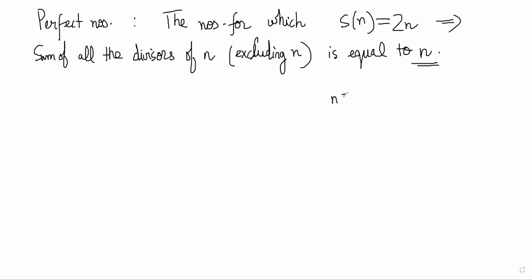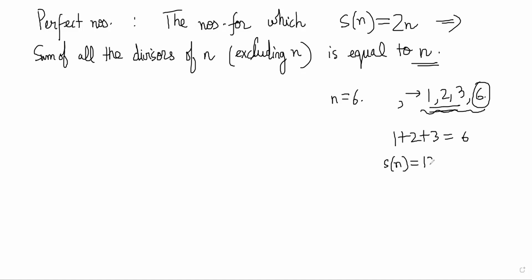For example, a perfect number is 6. The divisors of it are 1, 2, 3, and 6. So we will exclude this divisor because it's not a proper divisor, it's itself equal to n, right? So the proper divisors are 1, 2, 3, and 1 plus 2 plus 3 is equal to 6. Here S of n would be equal to 12 actually. So S of n is equal to 2n, that means it's a perfect number. Another perfect number is I think 28. You can check that yourself.